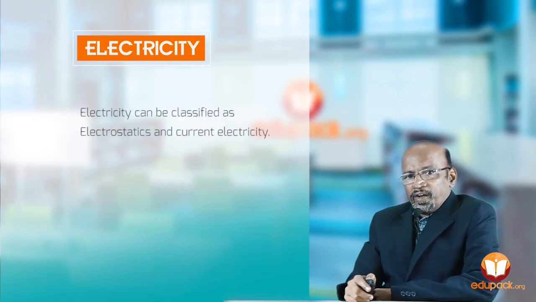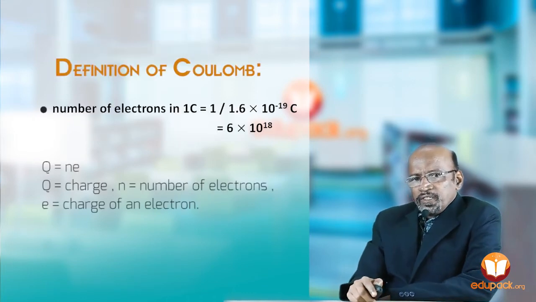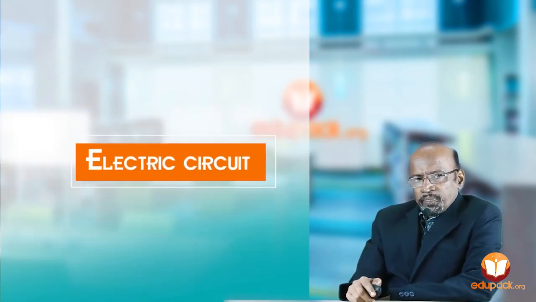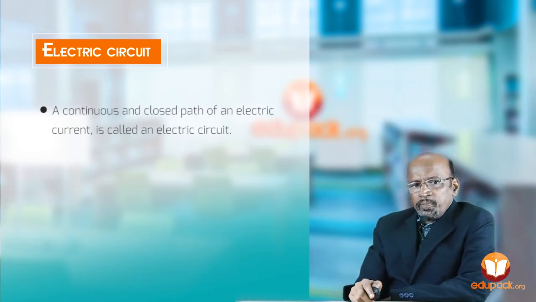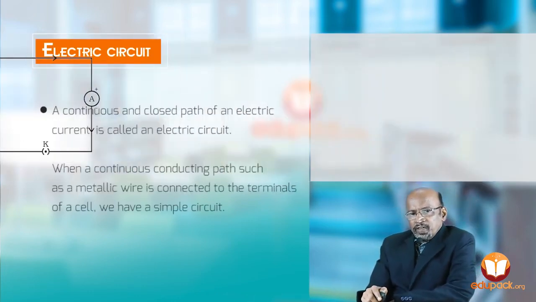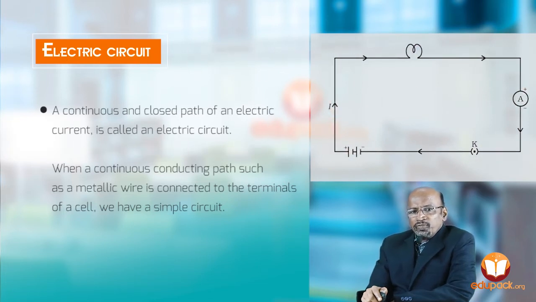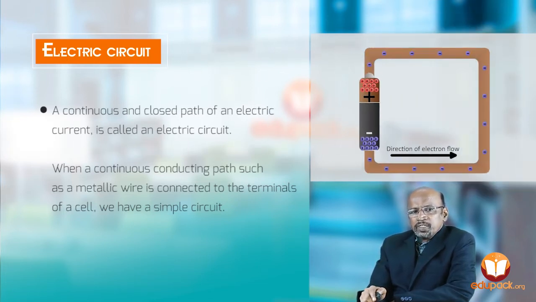Electricity can be classified as electrostatics and current electricity. Now, what is an electric circuit? A continuous and closed path of an electric current is called an electric circuit. When a continuous conducting path, such as a metallic wire, is connected to the terminals of a cell, we have a simple circuit.